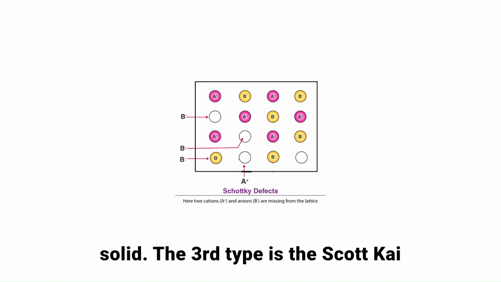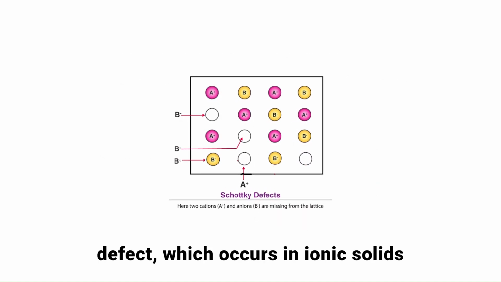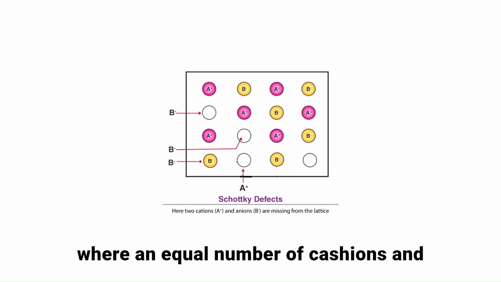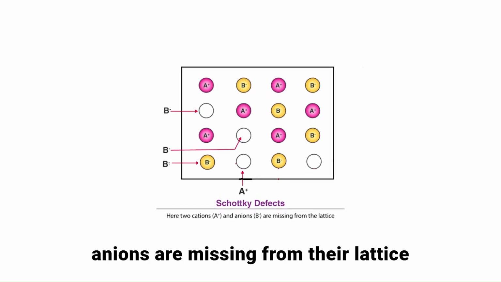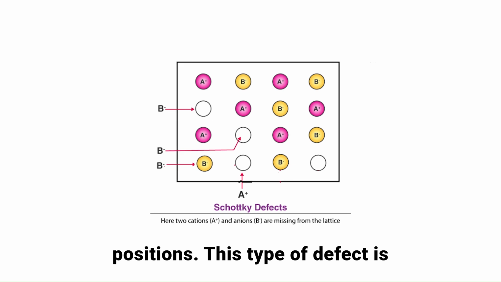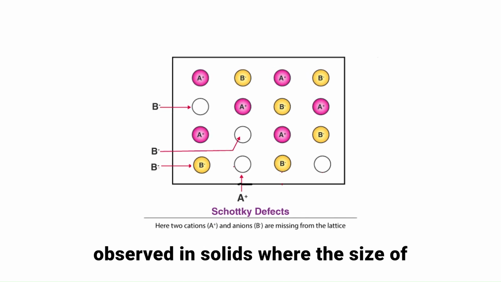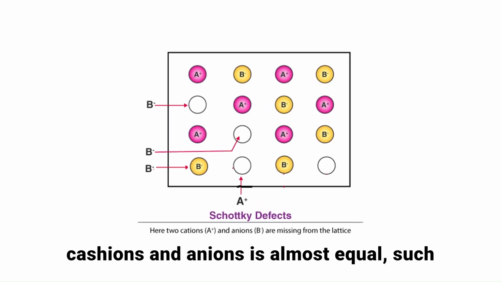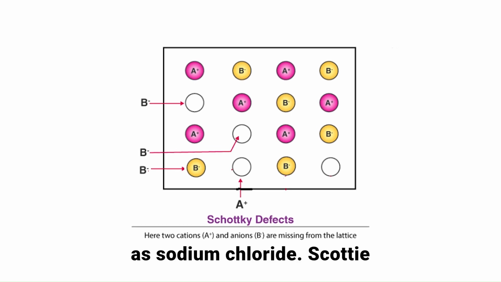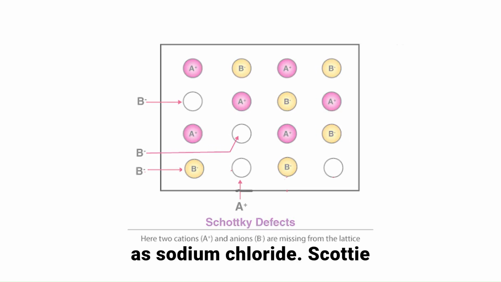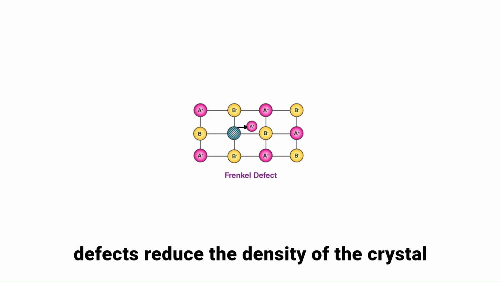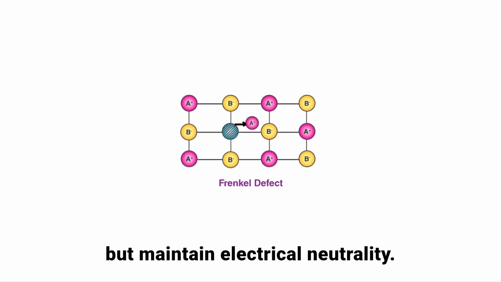The third type is the Schottky defect, which occurs in ionic solids where an equal number of cations and anions are missing from their lattice positions. This type of defect is observed in solids where the size of cations and anions is almost equal, such as sodium chloride. Schottky defects reduce the density of the crystal but maintain electrical neutrality.